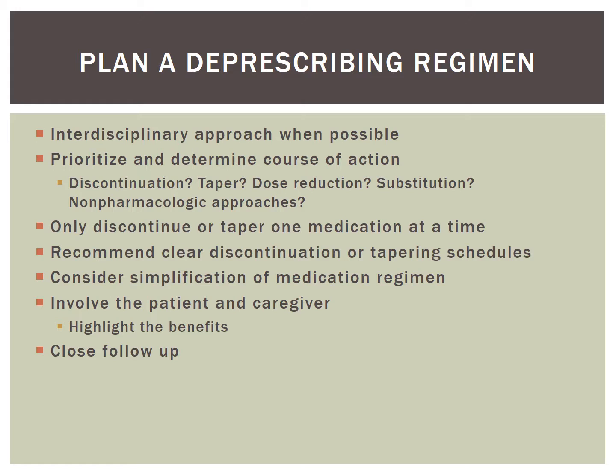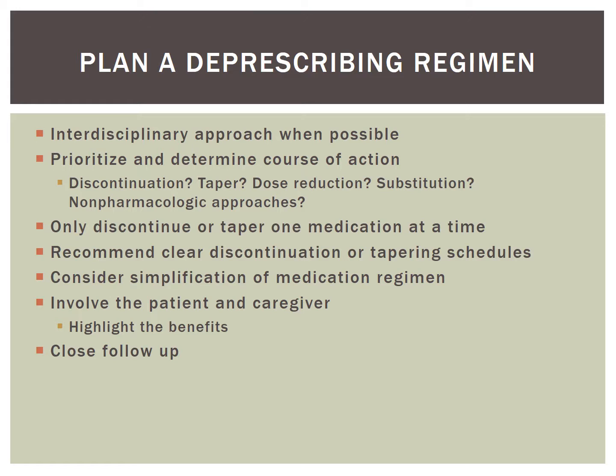If we change more than one thing at once, it becomes challenging to identify what made the difference or what's contributing to the next set of either problems or improvement. You want to recommend clear discontinuation or tapering regimens, especially when you're educating the patient on what they're supposed to do with their medication therapy. You should be considering simplifying the medication regimen. You always want to involve the patient and caregiver.